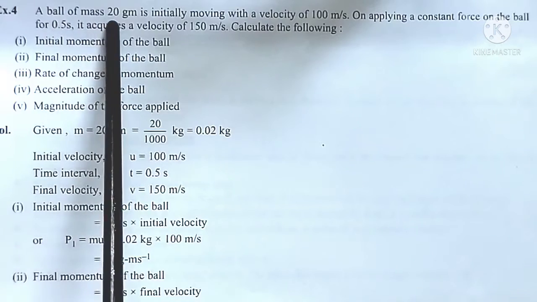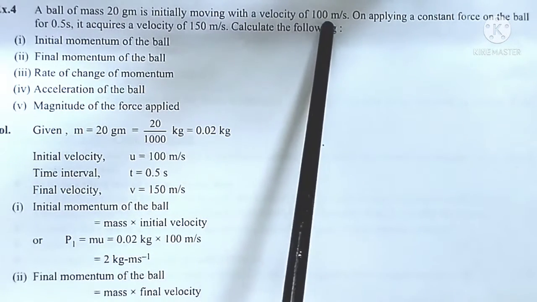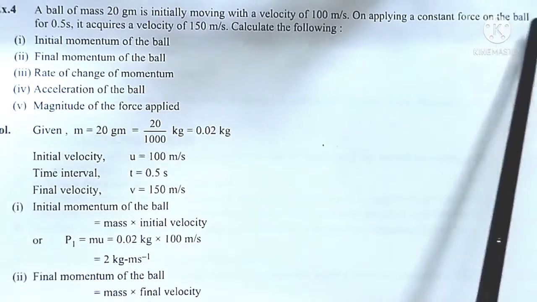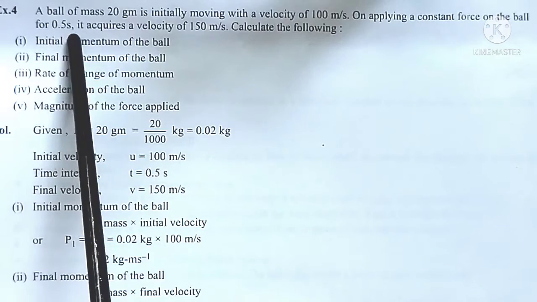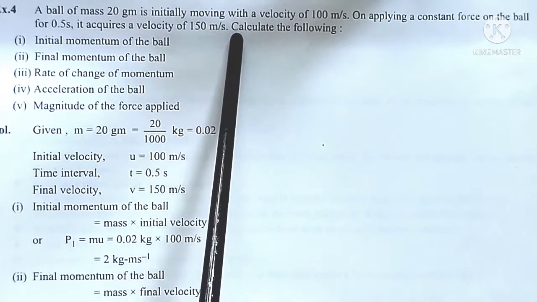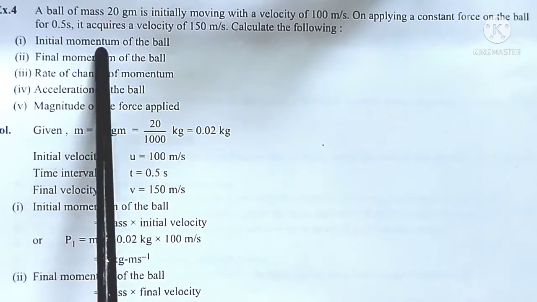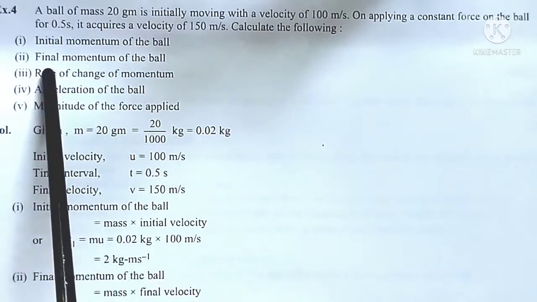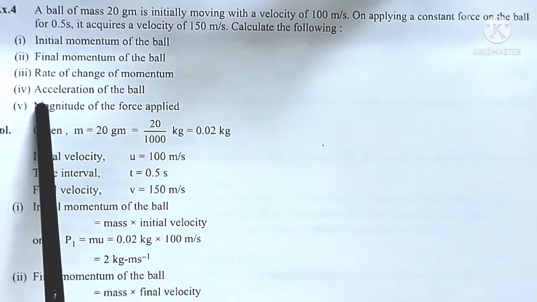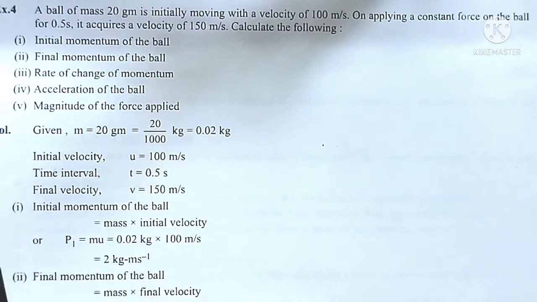A ball of mass 20 gram is initially moving with a velocity of 100 meter per second. On applying a constant force on the ball for 0.5 second, it acquires a velocity of 150 meter per second. Calculate the following. First one, initial momentum of the ball, final momentum of the ball, rate of change of momentum, acceleration of the ball, magnitude of the force applied.